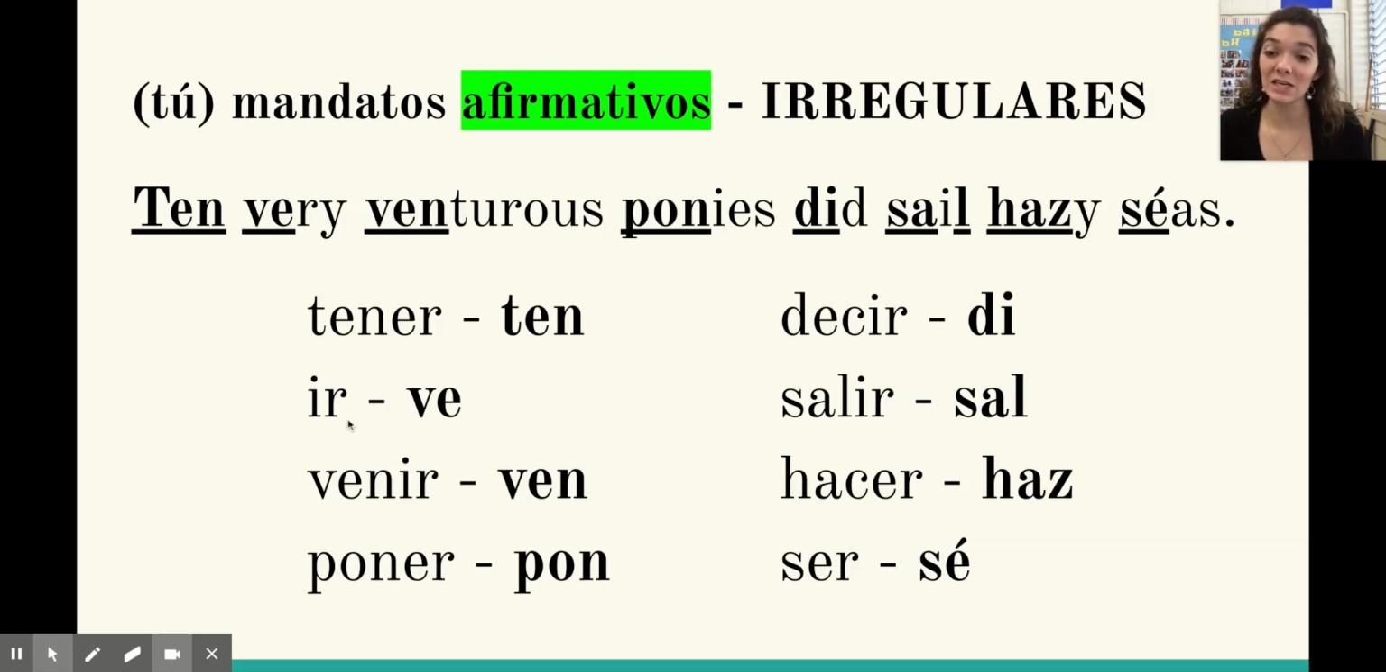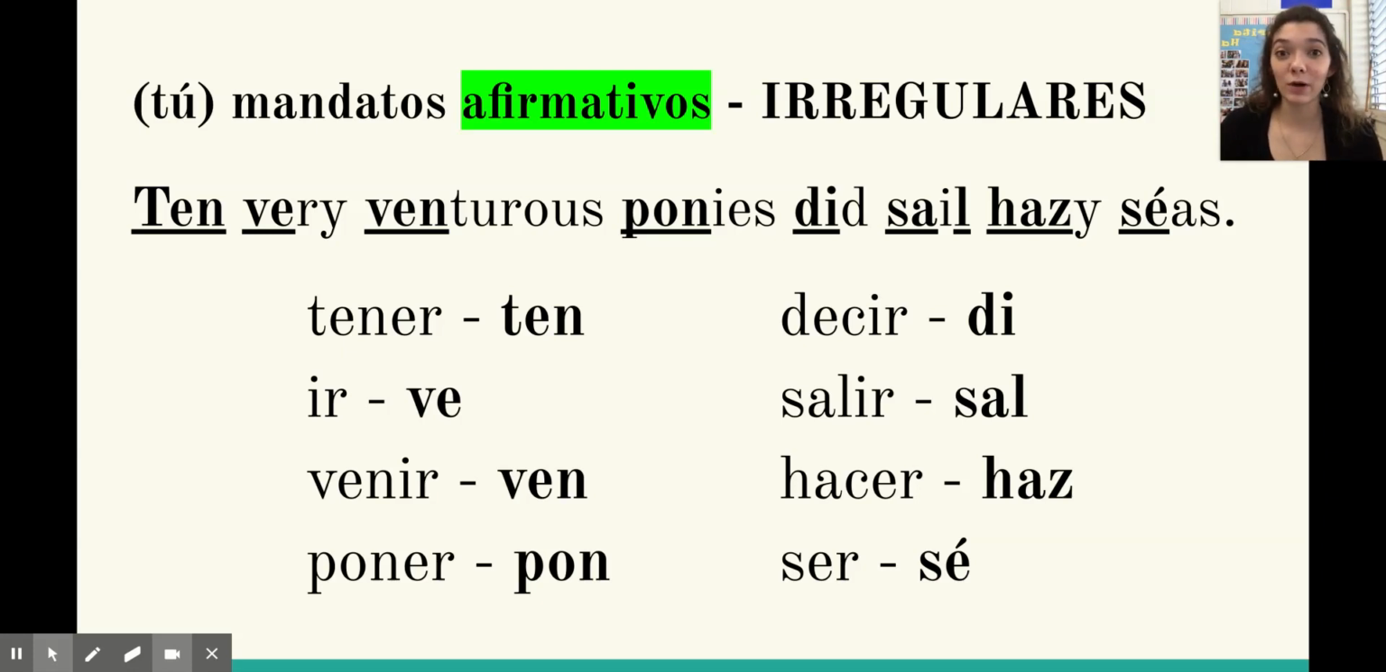Ve, coming from ir. Be careful. A lot of you are going to think this is ver. However, it is ir. So if I say go, ve. So if you've ever heard somebody say vete, get out of here, you informal, vete, that's from irse, right? Irse, usually changing the se to a te. But if we just say go, ve, you informal, ve, go, get out of here.